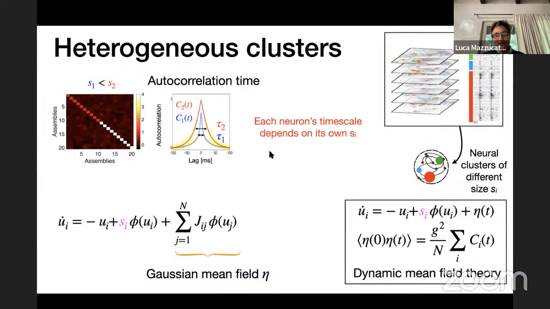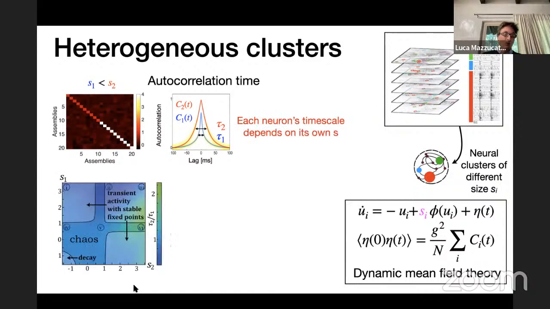And we can understand all of the dynamics in this network in terms of dynamic mean field theory, where we replace the input to a particular unit coming from the recurrent couplings with all the other units in the network with a Gaussian mean field, and we can write the self-consistent theory for this. And what we find is that this theory has a lot of other interesting features.